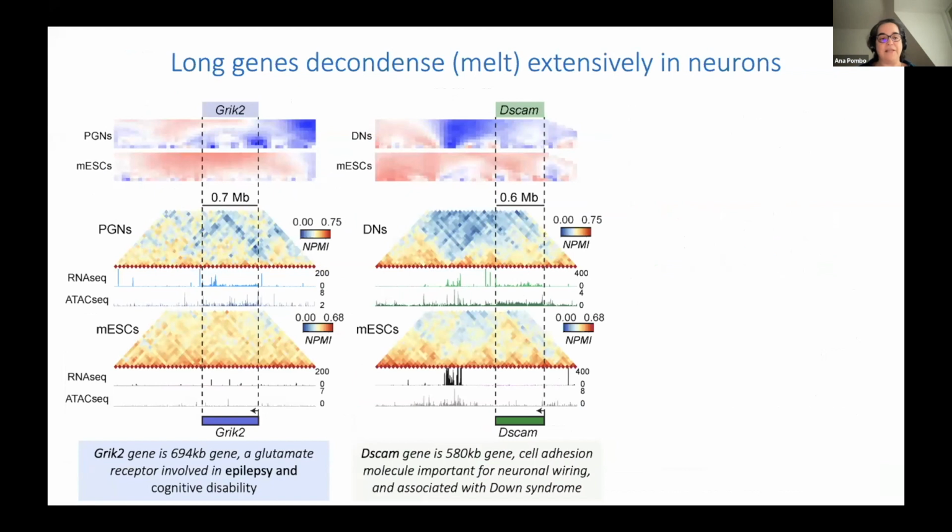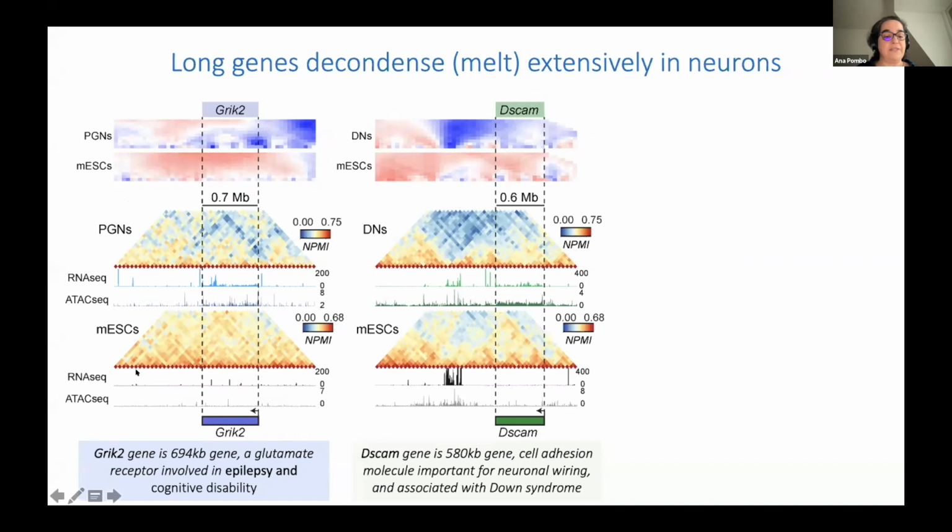Now, we kept looking at these issues of loss of contacts, and in particular, we got very excited with what we could find at very long genes. In neurons, many long genes have this very complex expression in specific cell types. And here I have two other examples. One is the GRIK2 gene, a long gene, a glutamate receptor, involved in epilepsy and cognitive disability. And here we're looking at ES cells and PGNs.